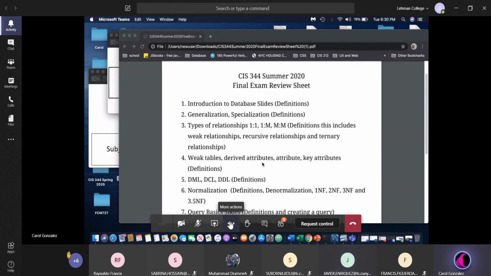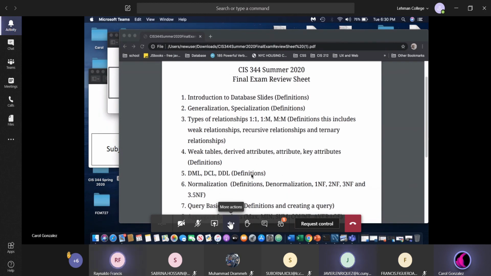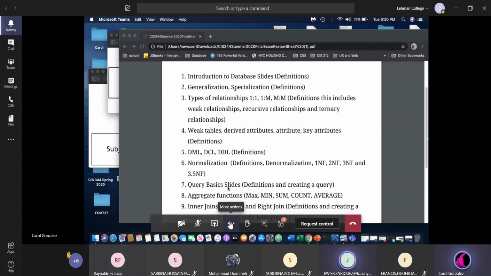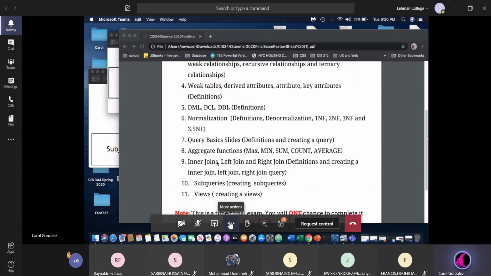So you need at least two. That's what it's called. Derived is two or more attributes combined that will provide you this derived attribute, like age. An attribute, you know what an attribute is. So key attributes is primary keys. DML, DCL, DDL, I covered that already. We can do normalization now, then we'll jump into these down here.